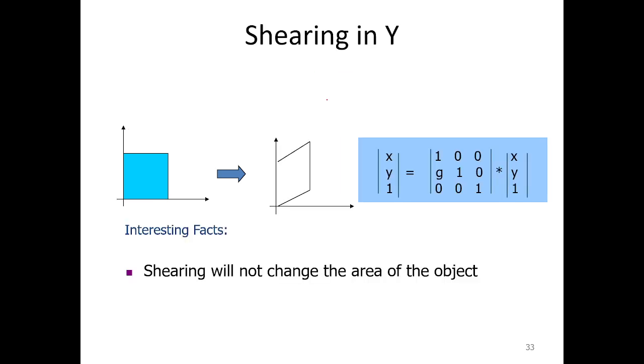Similarly, you can define the object as [x' y' 1] equals [1 0 0; g 1 0; 0 0 1] into [x y 1]. Shearing will not change the area of the particular object.